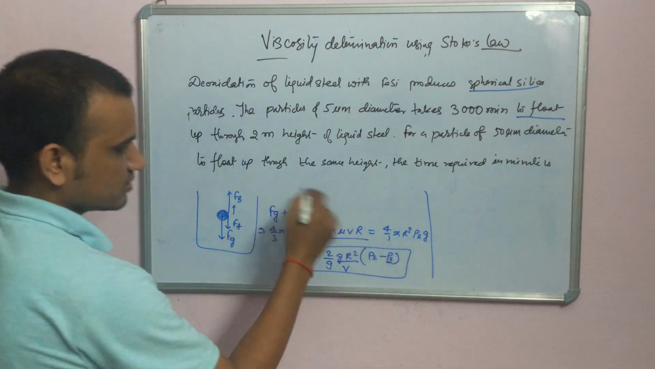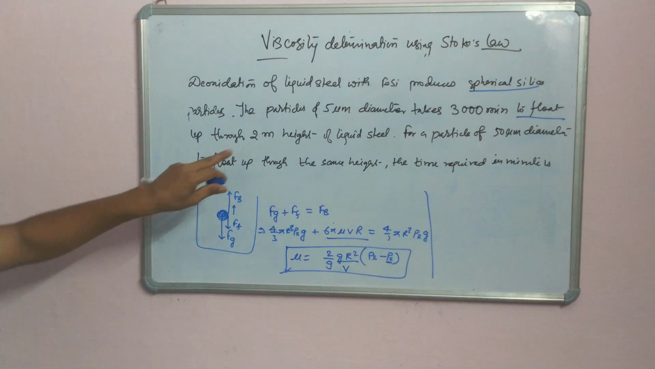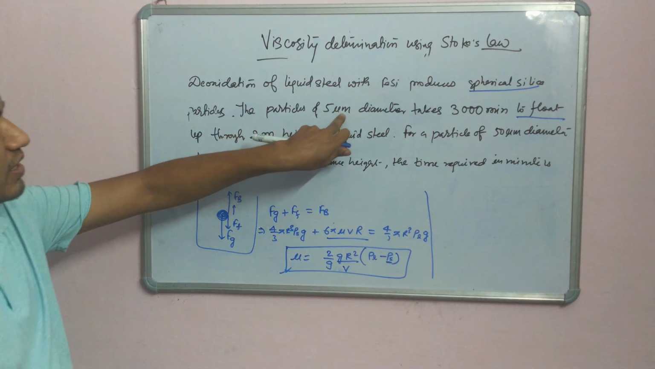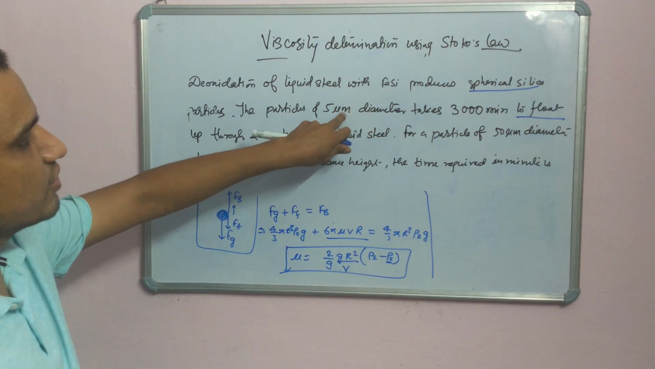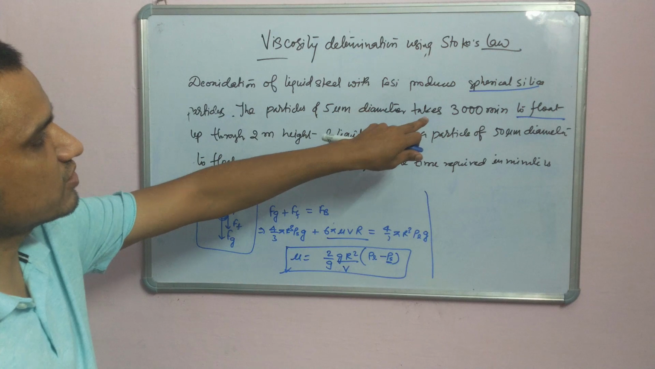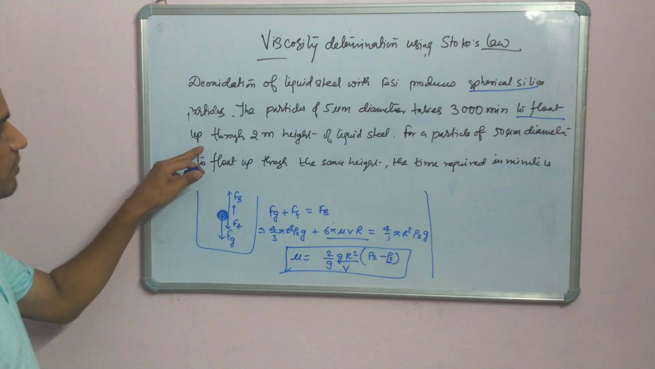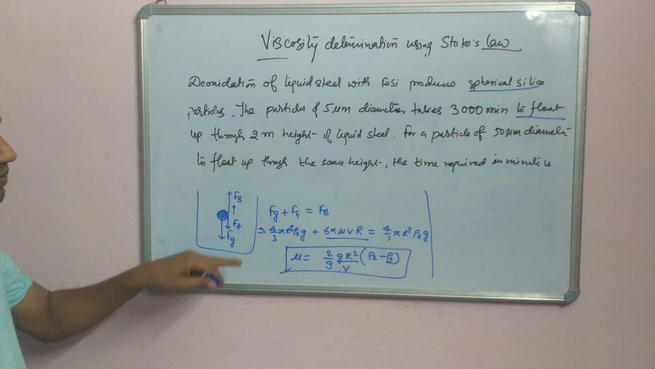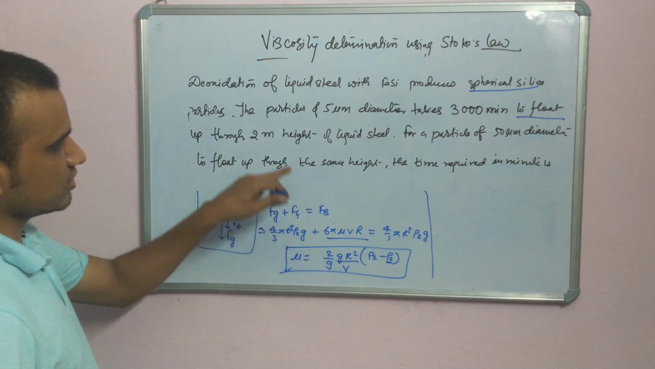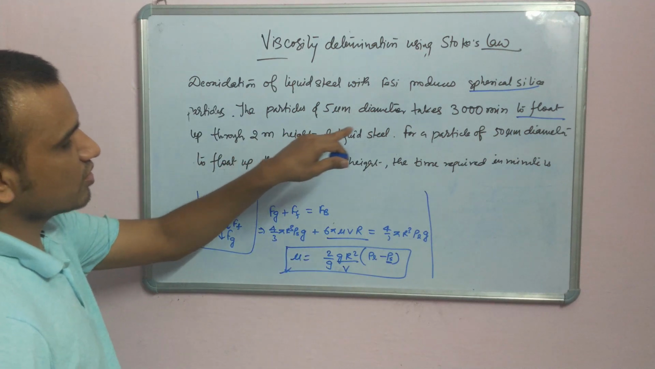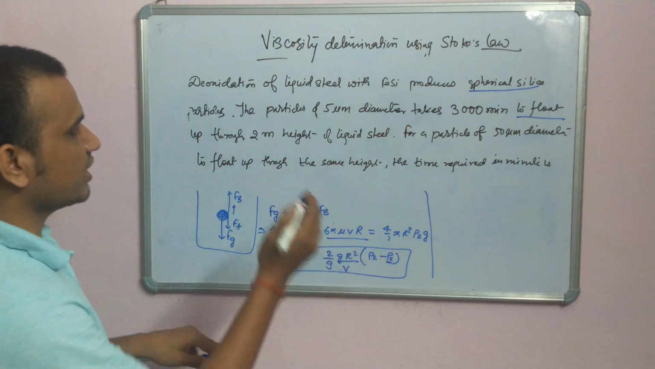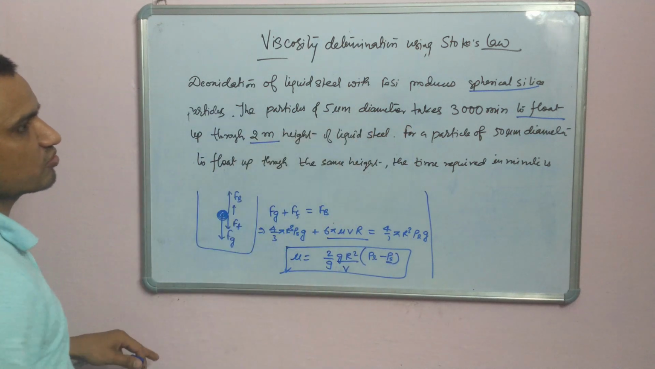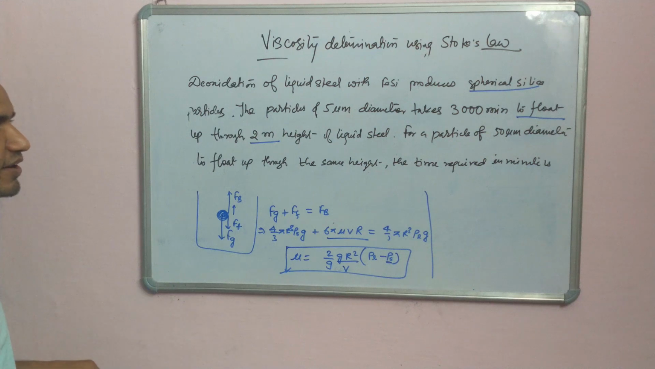Now let us use this same concept. In the first case, the size of the particle is 5 micrometer diameter, so the radius is 2.5 micrometer. It takes 3000 minutes to float up through 2 meter height. That means it is giving you the velocity with which it is floating, which is distance by time. So 2 meter divided by 3000 minutes is the speed.